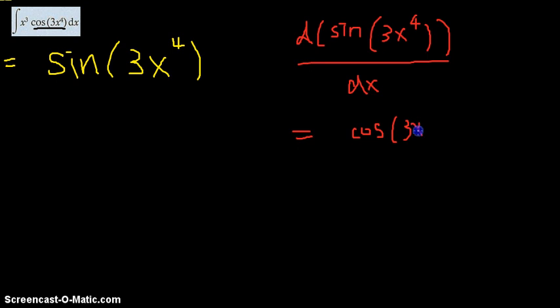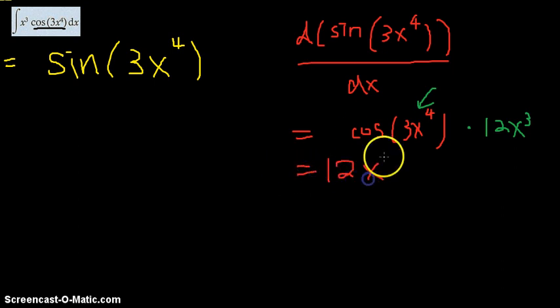3x to the power 4. I'll get that. But not only that, I'll also get something else. I also get the derivative of the polynomial, which is 12x cubed. So I'm applying the chain rule here. Let me just clean this up a little bit. I have 12x cubed cosine of 3x to the power 4.